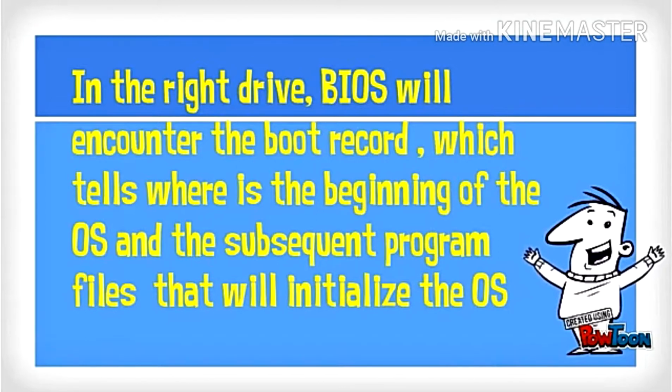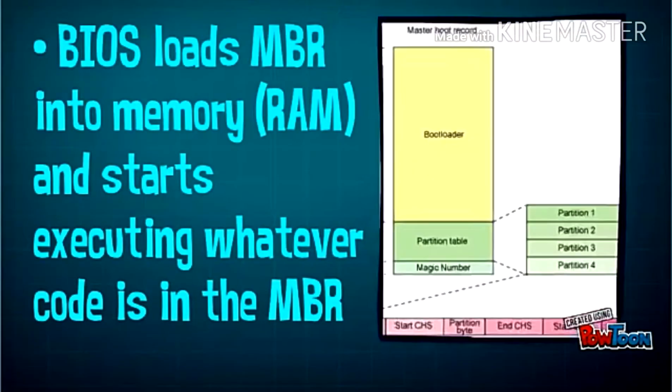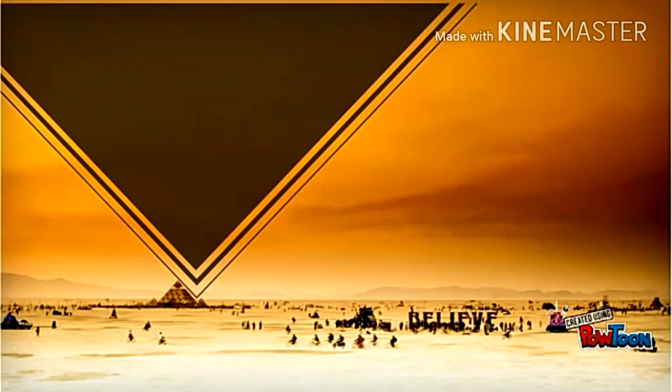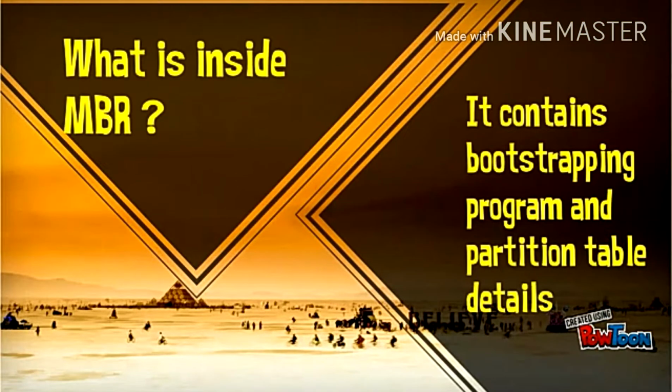In the right drive, BIOS will encounter the boot record, which tells where the beginning of the OS and subsequent program files that will initialize the OS are. BIOS loads the MBR into memory and starts executing whatever code is in the MBR. What is inside the MBR? It contains the bootstrapping program and partition table details.